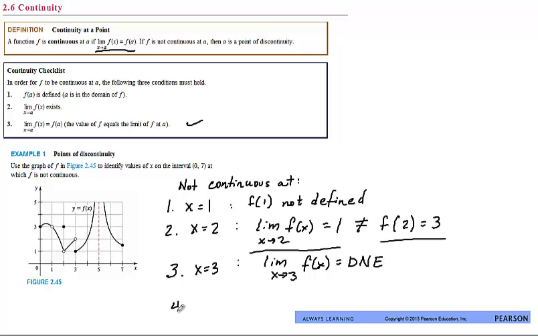And number 4, x equal 5 is a place of discontinuity because, number 1, f of 5. Is f of 5 defined? Oh no, it isn't. That's a vertical asymptote, so that is not defined.